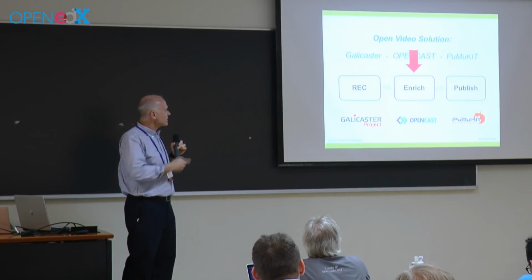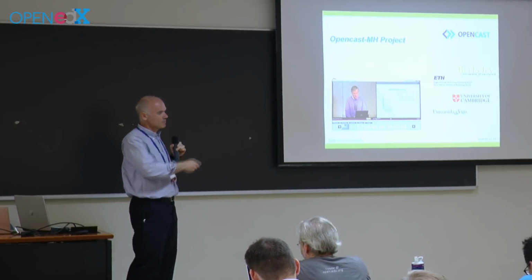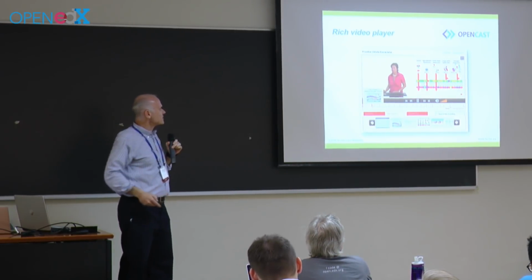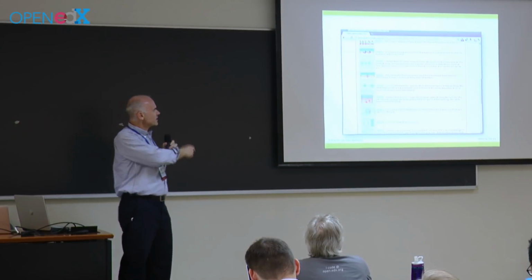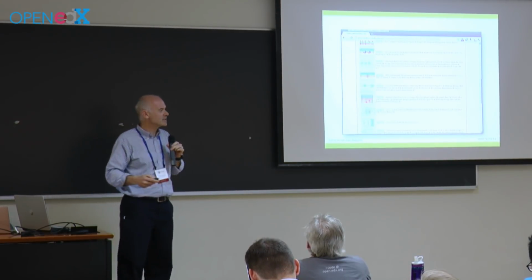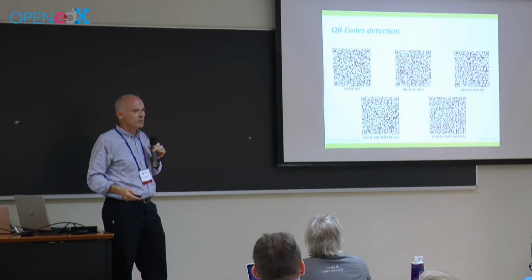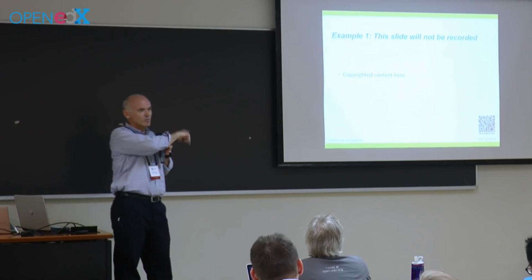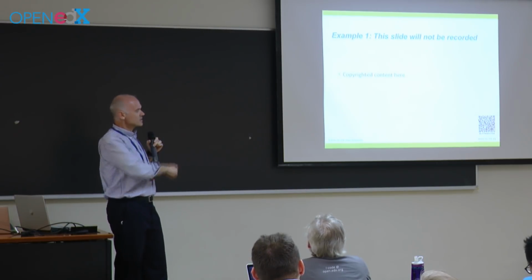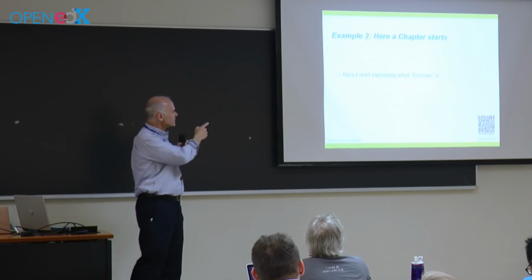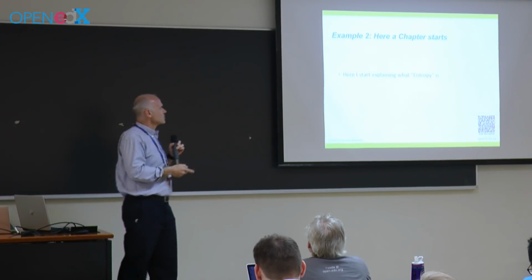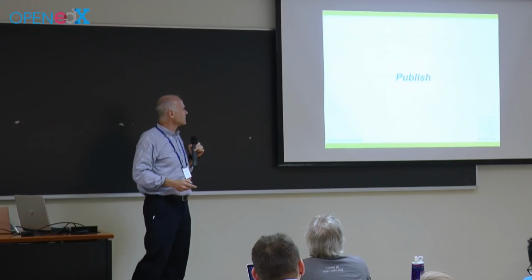To enrich, this is based on Opencast, a project at the time led by UC Berkeley. It creates this user experience, it indexes the videos, it extracts text from the slides, but it can also recognize, for instance, QR codes on the slides. For instance, this slide will be removed because it indicates that it's copyrighted material. This one can signal a chapter mark, so the video can then be cut automatically.